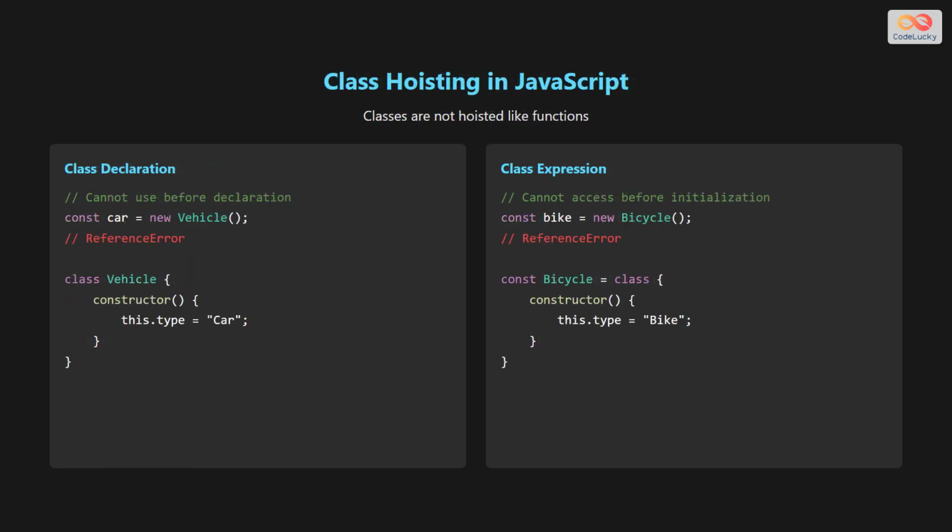Now let's discuss class hoisting in JavaScript. Unlike functions, classes are not hoisted in JavaScript. This means that you cannot use a class before it's declared. Whether it's a class declaration or a class expression, trying to create an instance of a class before its definition will result in a reference error.